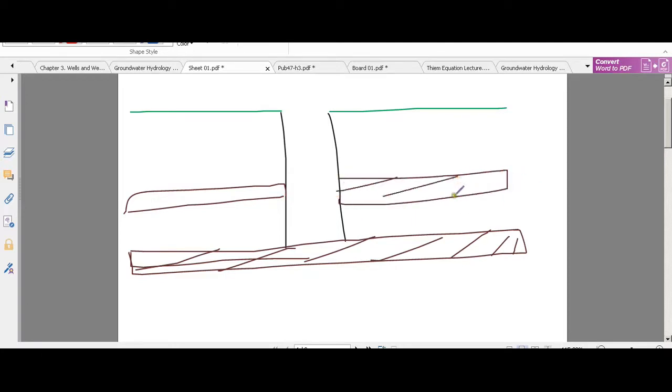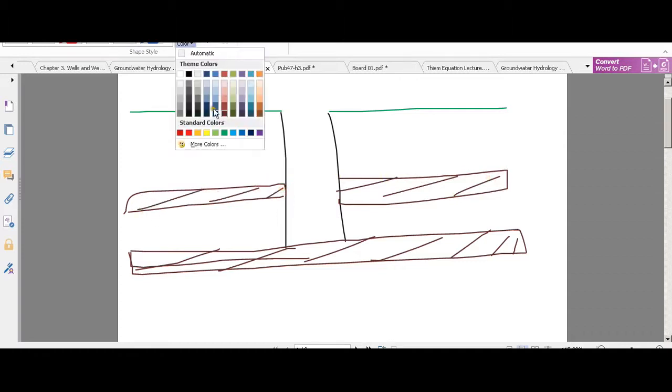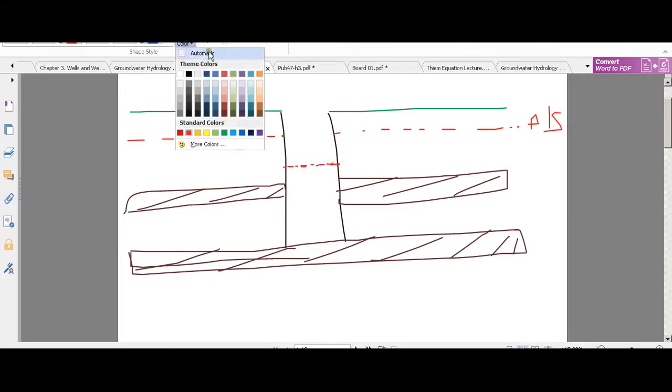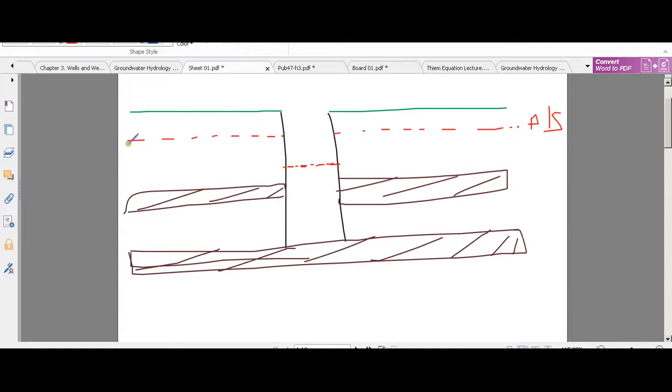Okay, very simple. So now the important thing is we need to sketch those curves. What is this one? The water level at rest, the piezometric surface before pumping. This one is the water level at rest. So this is the water level inside the well. Now I am going to sketch that depression curve.